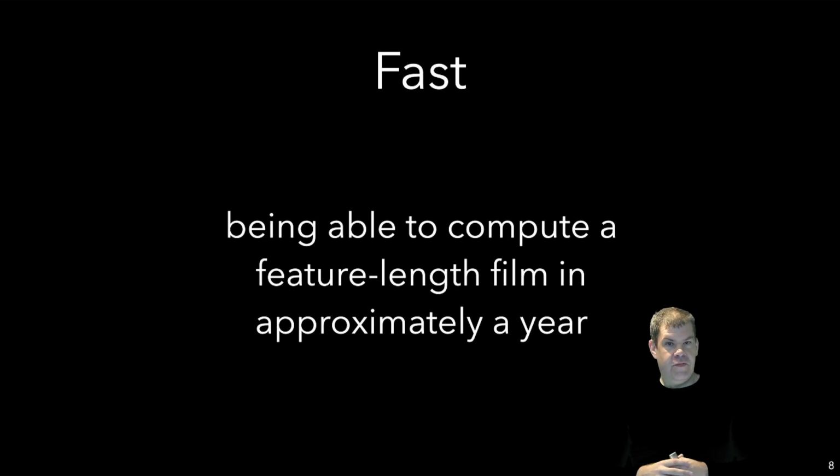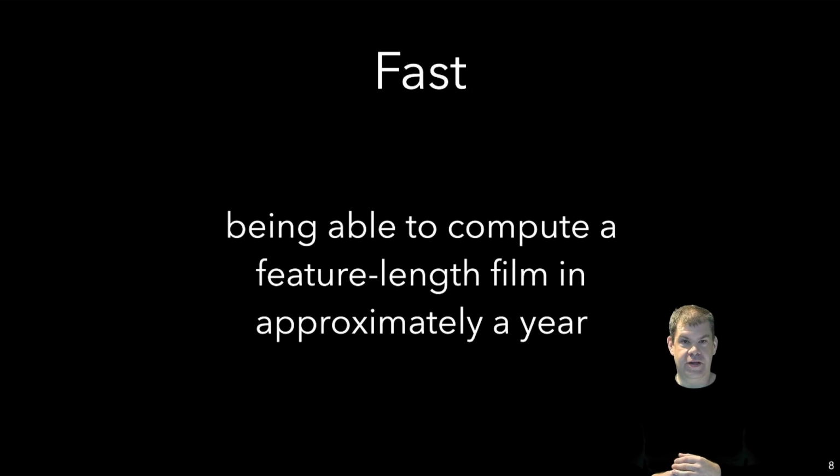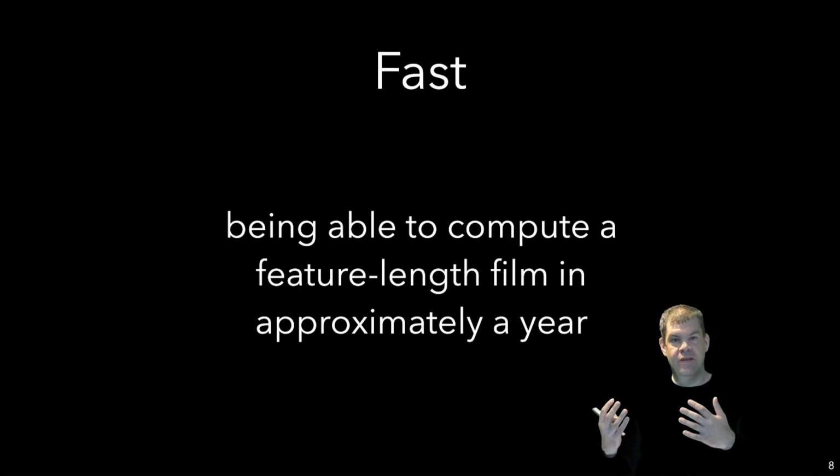I think I mentioned that before, that this is the goal that industry goes for, but this doesn't really sound like super fast, right? That doesn't sound like real time. If you think about a feature-length film, feature-length basically translates to 90 to 120 minutes. So we're talking about 1.5 hours to 2 hours. Being able to render that in about a year is a significant difference from real time, right? Where in real time, the movie would be done in, well, 1.5 hours or 2 hours. So that's what fast means, okay?